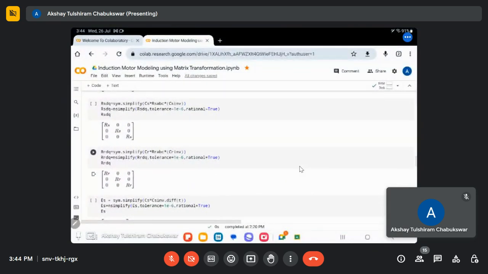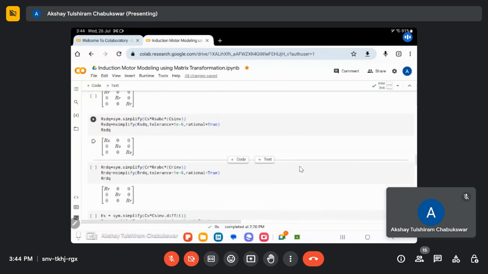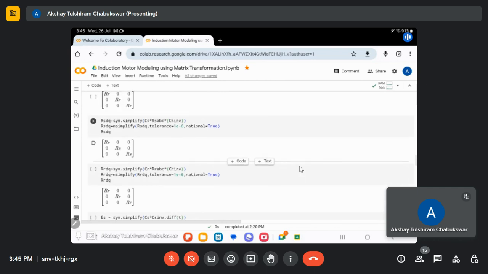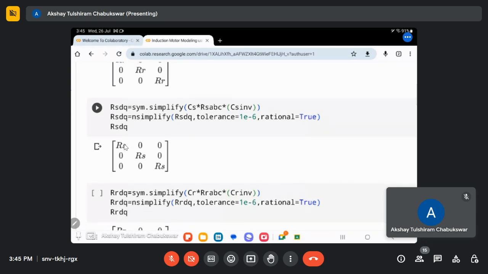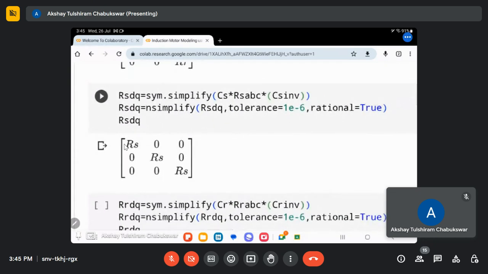So here it is. RS in DQ is what? CS into RSABC into CS inverse. And I have written simplify. Basically, any term that has the decimal places of more than 10 to the power minus 6 is 0. So I have multiplied 3 matrices, CS into RSABC into CS inverse. What is the output? Here is the output, RSDQ. Here you can see the output.